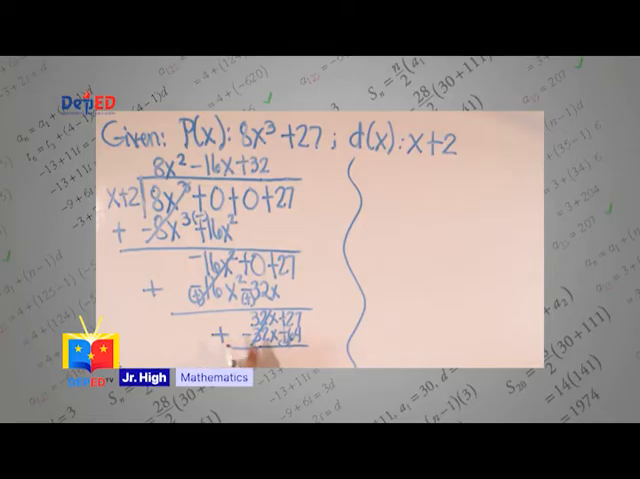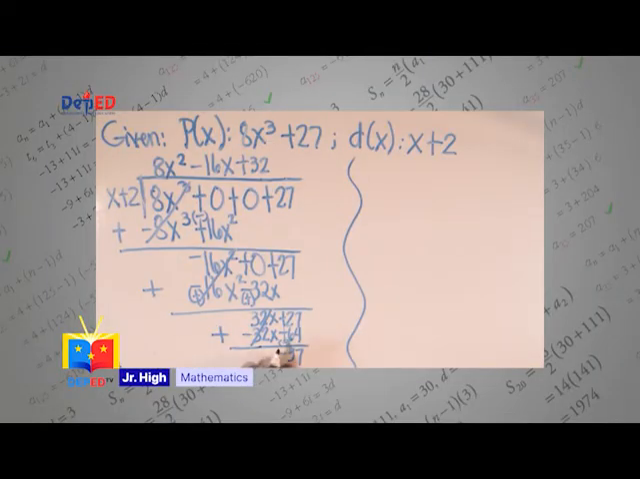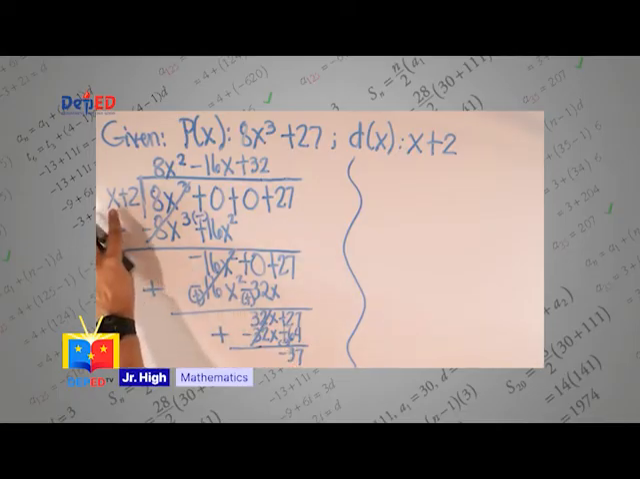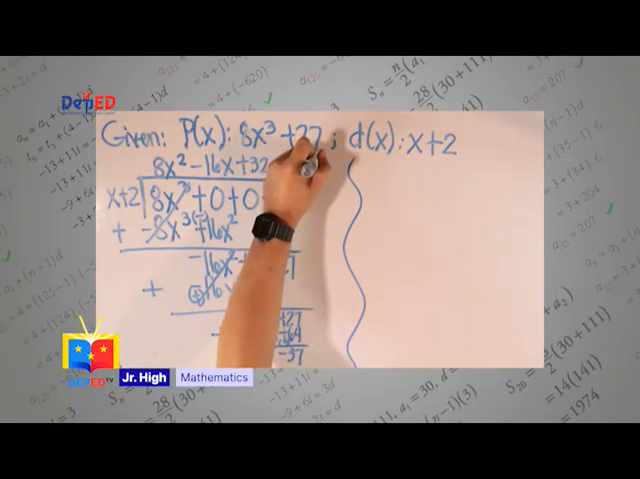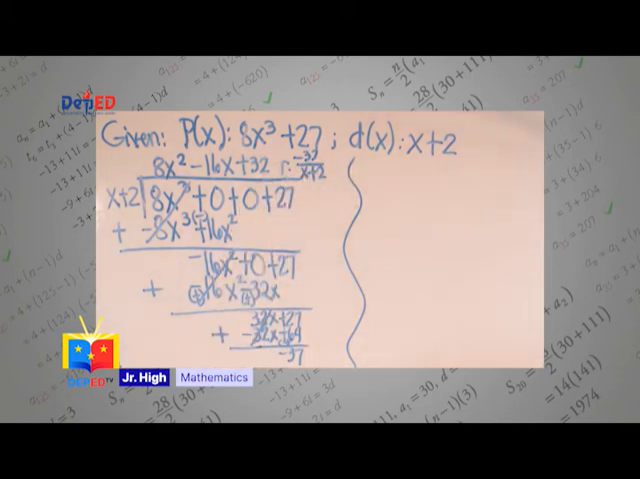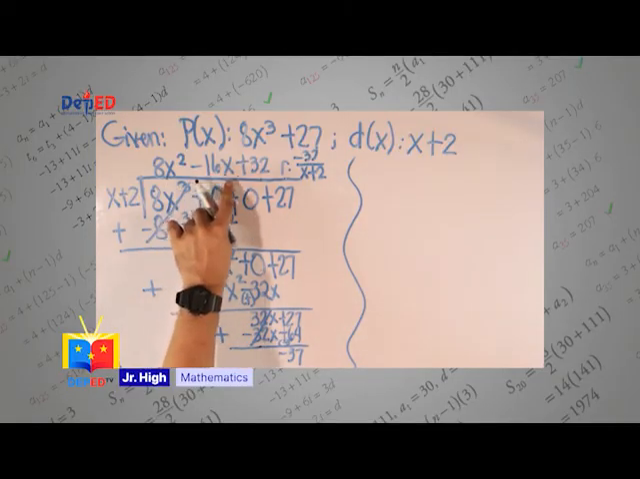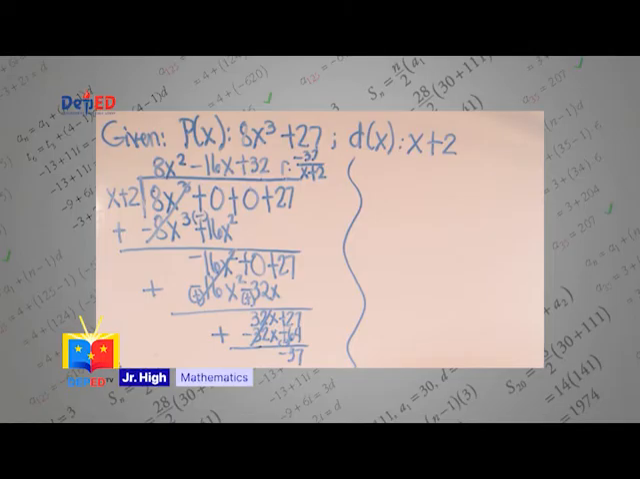Positive 27 plus negative 64 will give us negative 37. Take note that we cannot divide negative 37 by x. So negative 37 now will be our remainder. So the remainder is negative 37 over x plus 2. Thus, the quotient for this problem using long division is 8x squared minus 16x plus 32, remainder negative 37 over x plus 2.